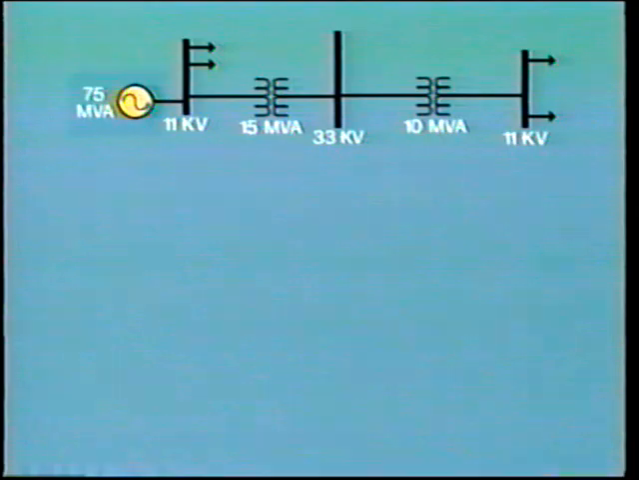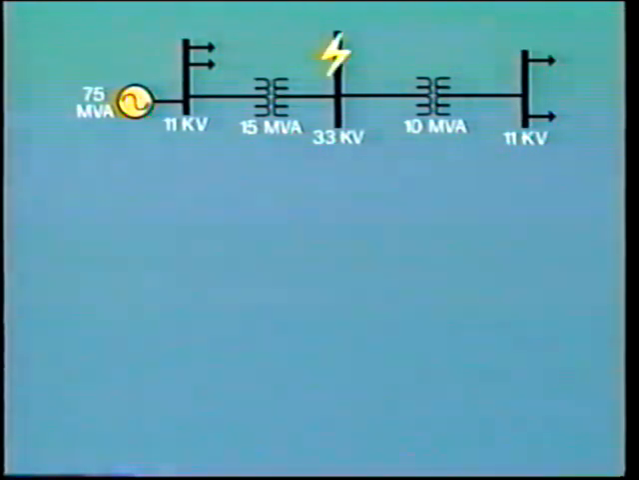In this system, we have a 75 MVA generator which is supplying several 11 kV loads. This 15 MVA transformer supplies a 33 kV bus. At the other end of the 33 kV feeder is a 10 MVA transformer which supplies the load bus at 11 kV. All of these voltages refer to line.